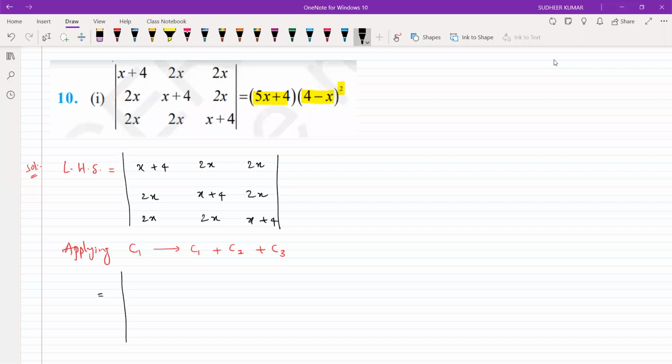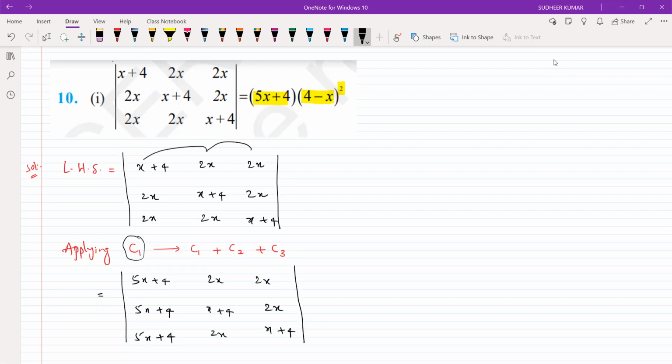Then this is 2x plus 2x, 4x plus x, 5x plus 4. So this is 5x plus 4 and the other one also same, 5x plus 4. And the third element also same, 5x plus 4. C1 only needs to change, C1 plus C2 plus C3, right? So C2, C3 remain same: 2x, x plus 4, 2x, and 2x, 2x and x plus 4. Right?